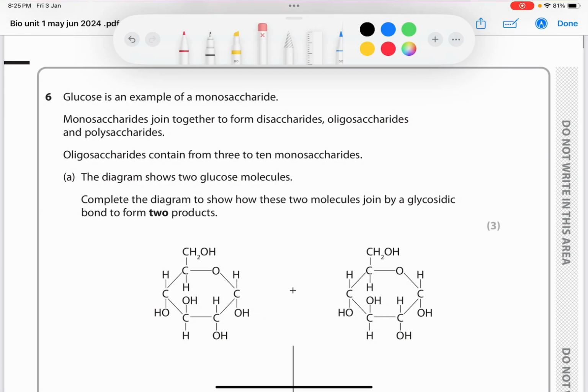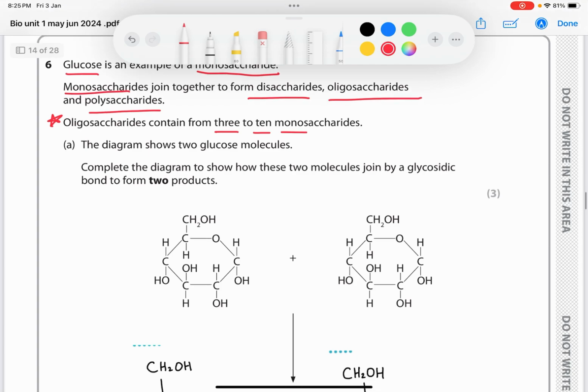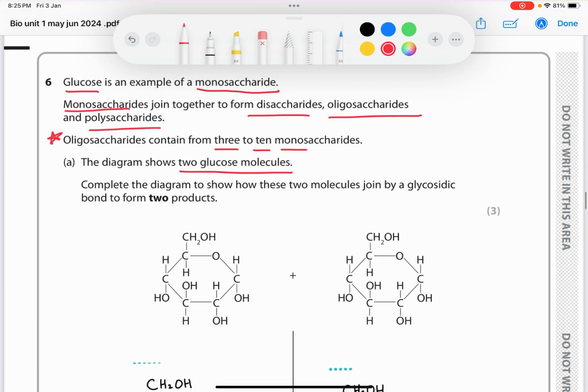Okay, now we have question 6. Glucose is an example of a monosaccharide. So monosaccharides join together to form disaccharides, oligosaccharides, and polysaccharides. It's given here that oligosaccharides contain from 3 to 10 monosaccharides. The diagram shows 2 glucose molecules. Complete the diagram to show how these 2 molecules join by glycosidic bond to form 2 products.